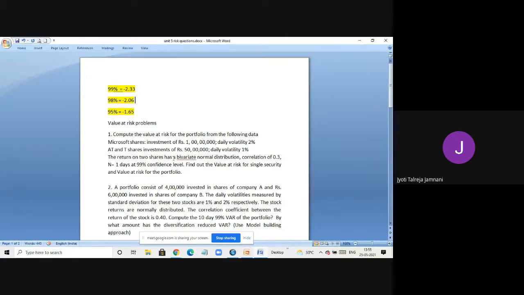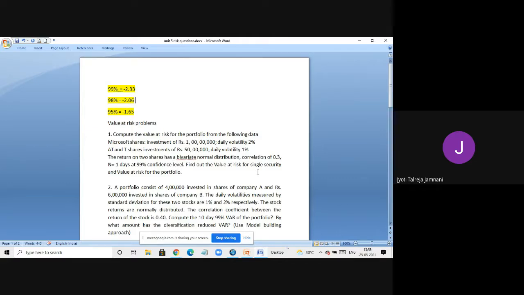The return on two shares has a bivariate normal distribution. So we are going to use the normal distribution table values. So here I've given you the table values. Correlation between the two portfolios is 0.3. N is 1 day. So you are finding 1 day value at risk at 99% confidence level. So 99% confidence level table value is here. Find out the value at risk for single security and value at risk for the portfolio.